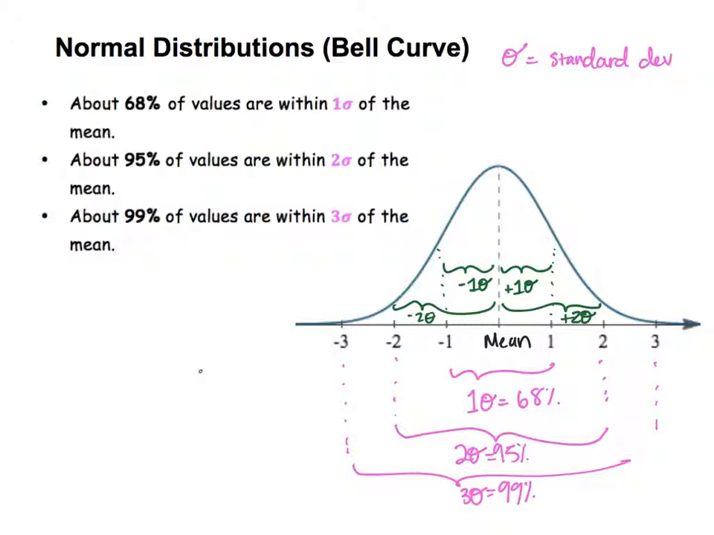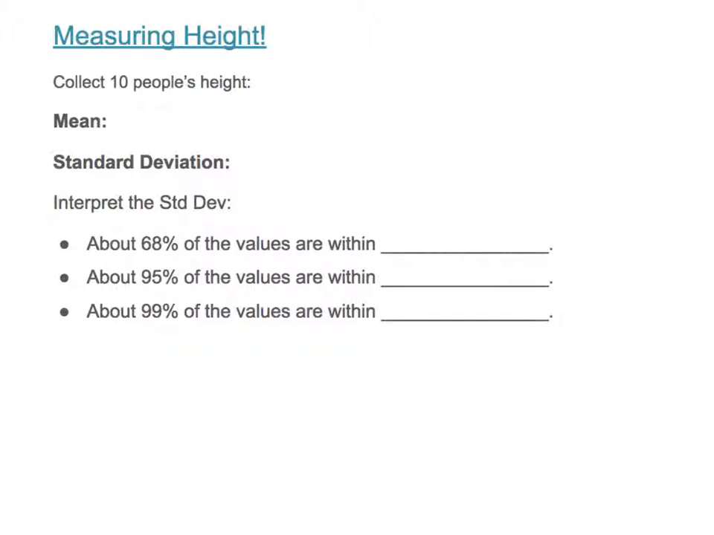All right, so let's do an example of how you would do this in the real world. Okay, so now we're going to try to measure the heights of 10 people, and this data here is actually from, I believe, first hour's heights that I've collected. So we're going to use their heights to do this example. So I'm going to write down their heights here.